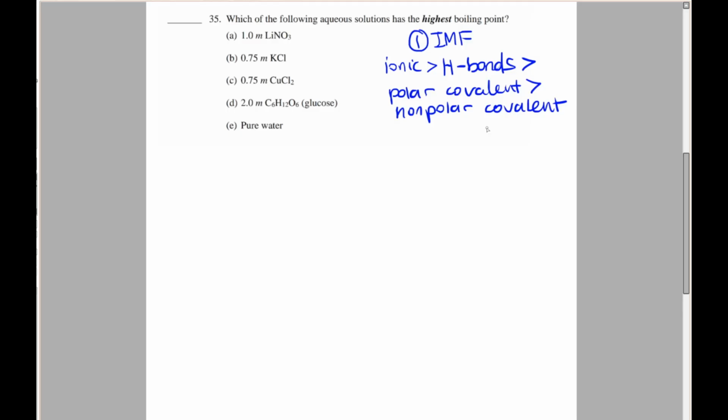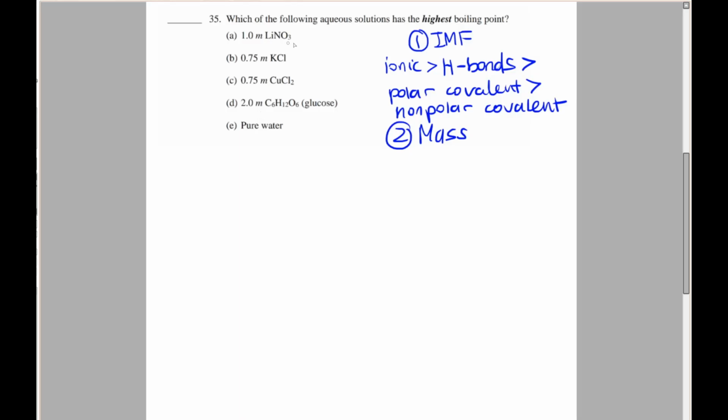The second thing we need to consider is the mass. That's where these numbers 1.0, 0.75, 0.75, and 2.0 moles come into play. So basically, it's a process of elimination game. We can first look at the intermolecular forces, and then mass can be our tiebreaker, probably. So let's go down the list and see.